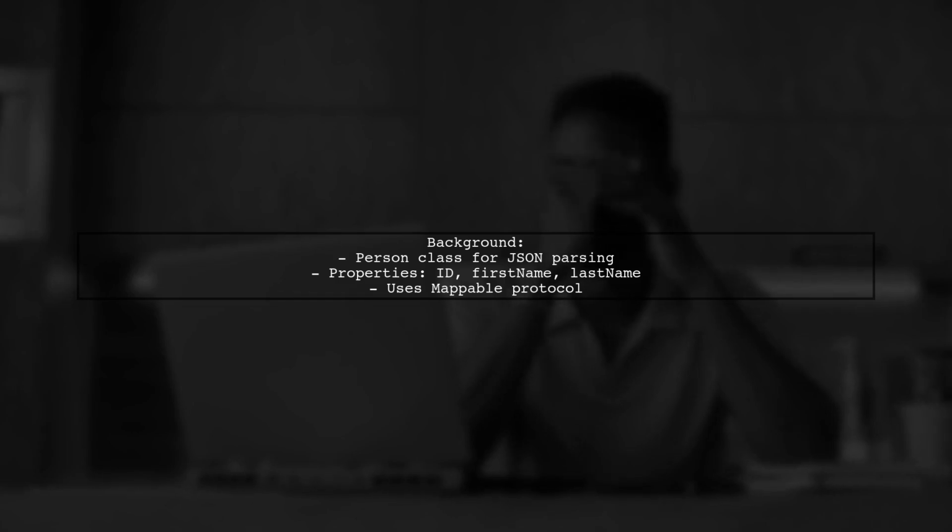Let's start by understanding the background of the problem. Our viewer has a person class designed to parse JSON responses. This class includes properties like ID, first name and last name, and utilizes the mappable protocol for mapping JSON data.